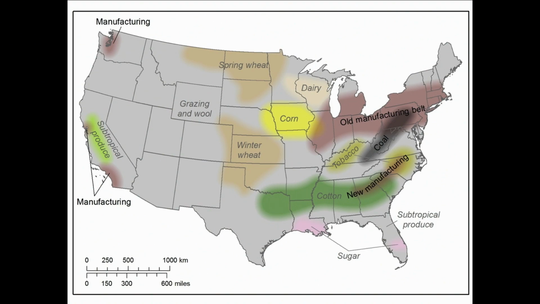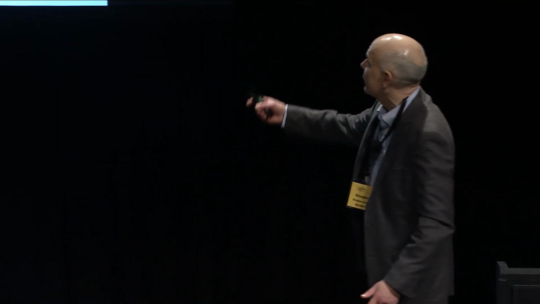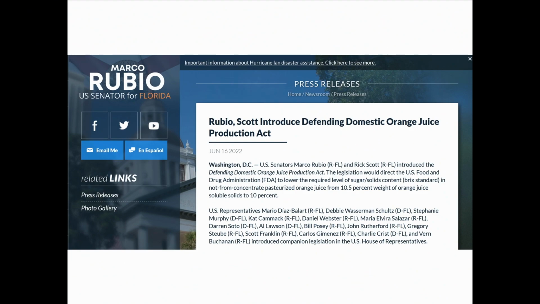Marco Rubio, senator from Florida, pre-Trump was very much in favor of free trade, except for one commodity, sugar. And now he just recently introduced the Defending a Domestic Orange Juice Production Act. It's now a national security issue. We might be losing our domestic supply of orange juice. And so we need to help out the orange grove producers in Florida. This is an age-old tale.